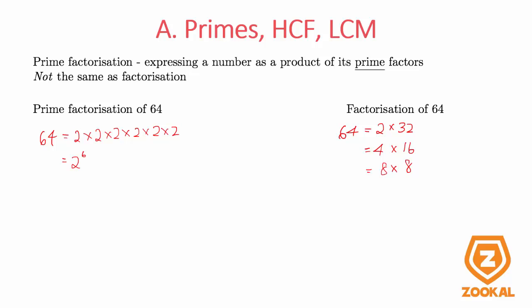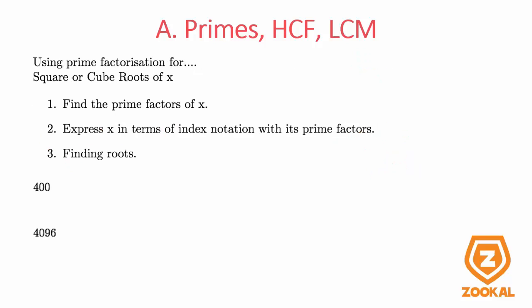Because 2 is a prime number and a factor of 64, this would be the prime factorization of 64. So prime factorization refers specifically to the product of prime factors. What can we use prime factorization for? One of the things that we can use it for is to find the square root or cube root of a number. So we find the prime factors of x.